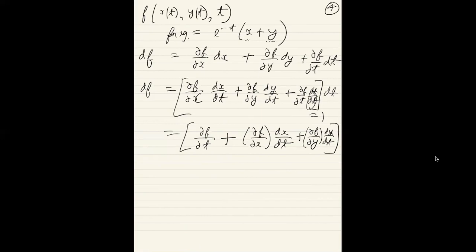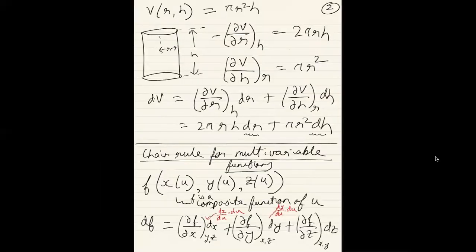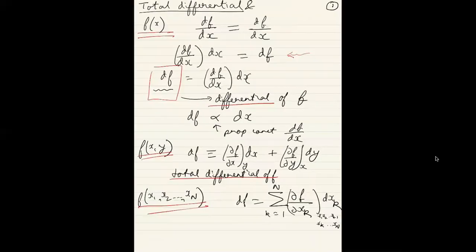And now we can bring the dt over here and we can write df by dt is equal to this thing. This is a very important relation. And this df by dt is now called the total derivative. So these were the two things we wanted to really look at in this module, which is total differential and total derivative. I will write it down clearly over here.